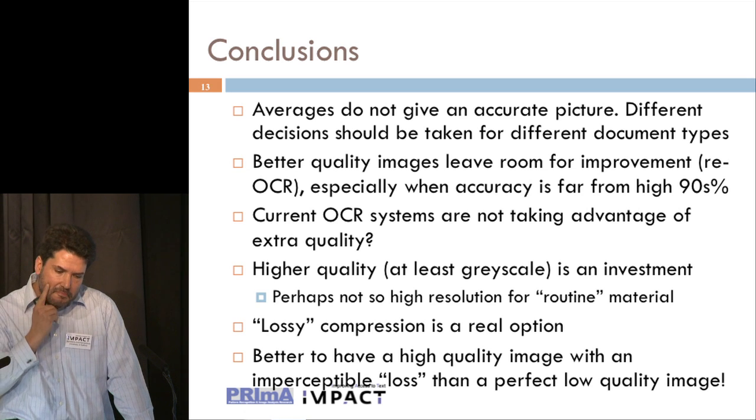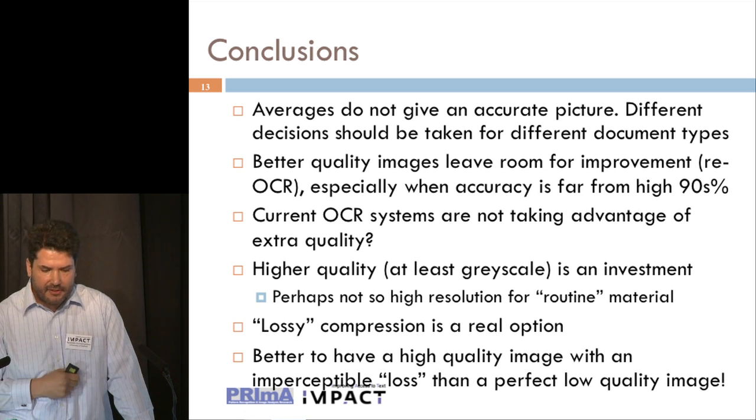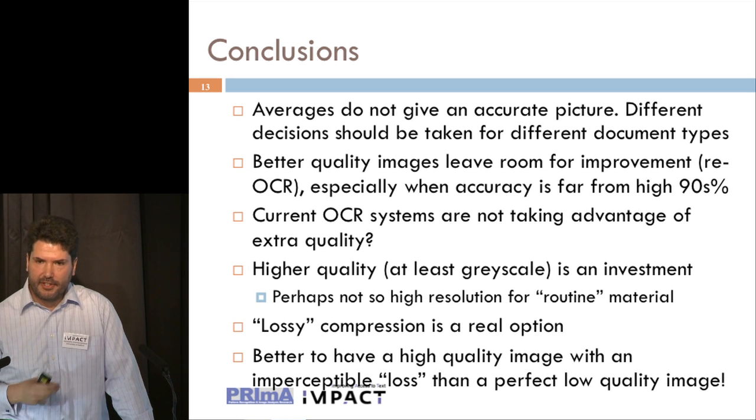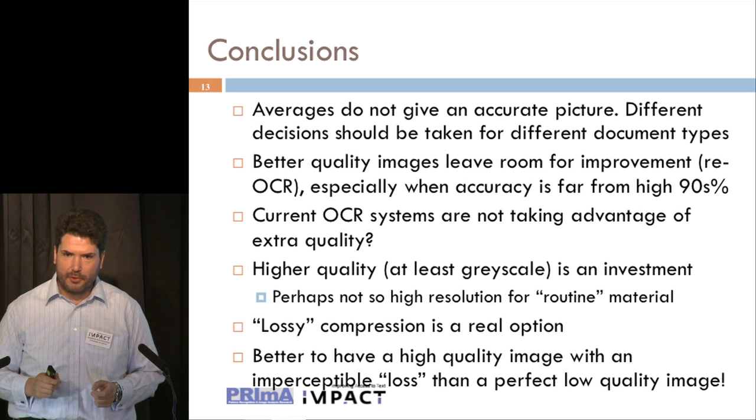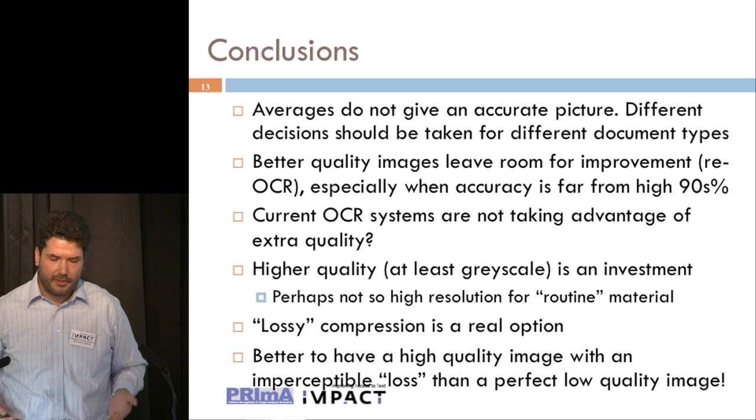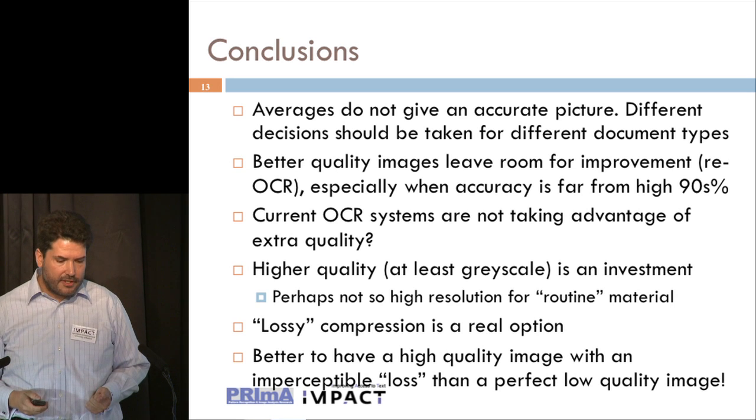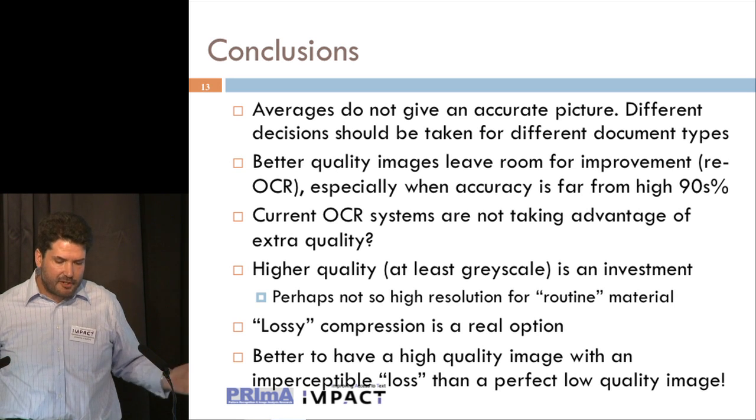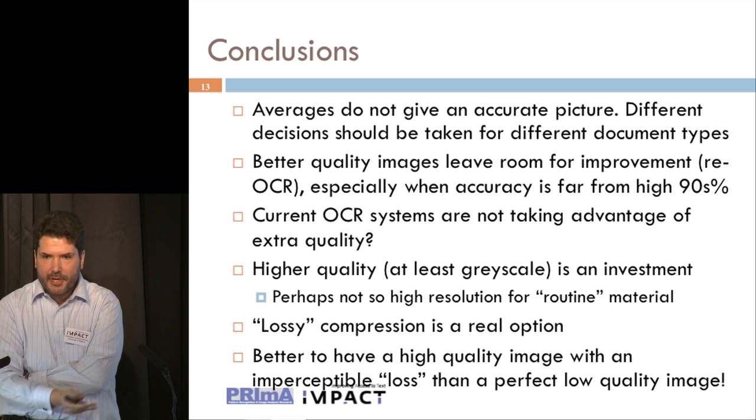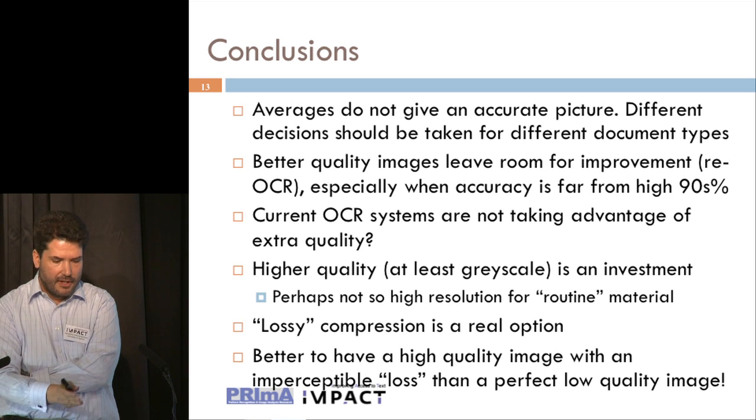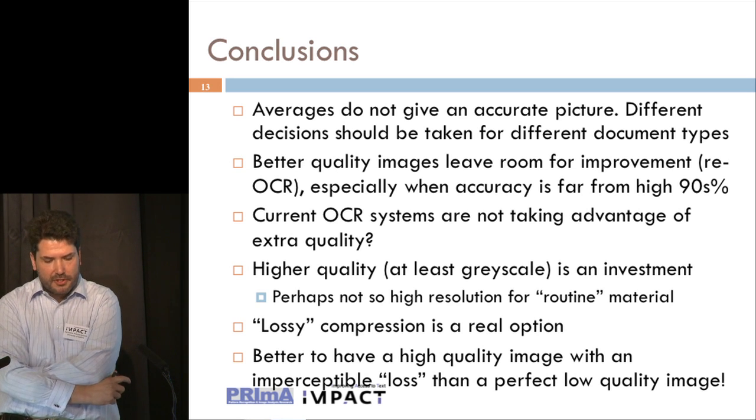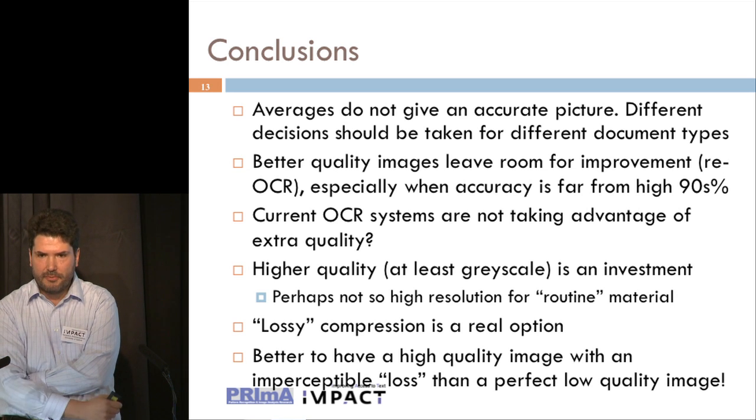The third question is whether OCR systems are taking advantage of extra quality or not. My feeling is they have been optimized for modern projects so far, and mostly not for historical documents, and they assume certain parameters tuned for 300 dpi, for example, and grayscale. But definitely higher quality is an investment, at least grayscale, not bitonal. Maybe color is not so important, but you can get things out of color that you cannot from grayscale. But perhaps the high resolution is not so necessary, so savings can be made that way.